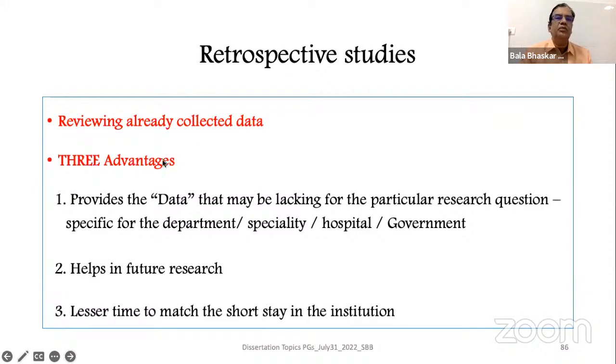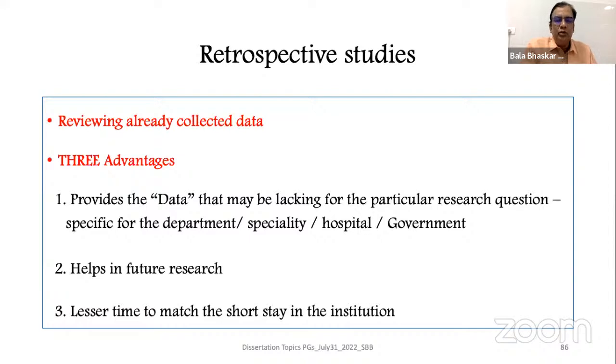So what is the advantage of performing a retrospective study? There are three advantages. One, it provides the data that may be lacking for that particular research question, specific for the department, specialty, hospital, or the government setup. For example, in my institution, I will want to know the number of pediatric anesthesia cases being done. Yes, it is there gradually, when we collect, 10 cases, 5 cases, like that. But I don't have a specific breakup. Nobody has attempted to do it.